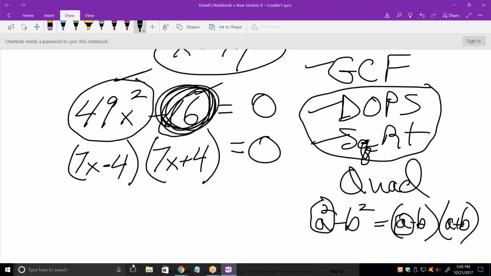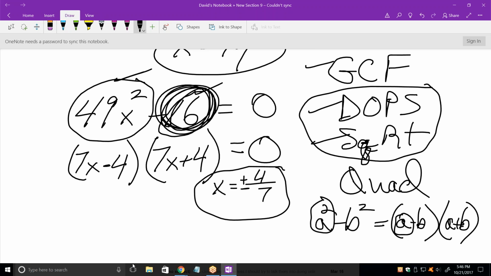Now, if we solve this, we get x equals either 4/7 or minus 4/7. So plus and minus 4/7 are our two answers, by setting each of these equal to 0 and solving it. You with me? All right. Yeah, I got that now.